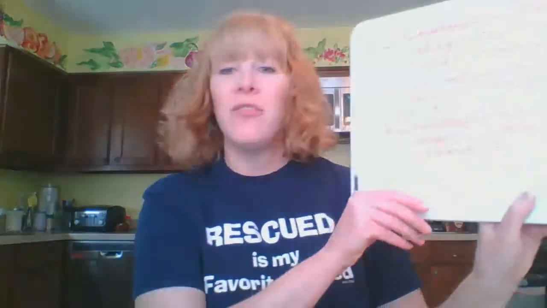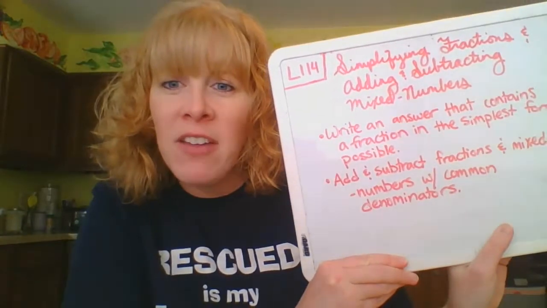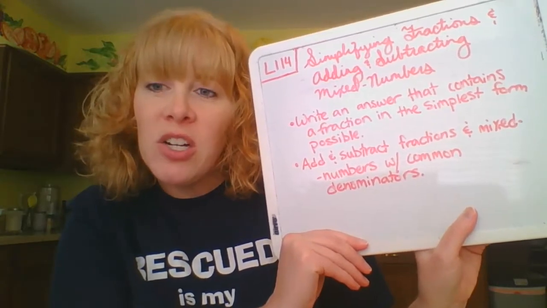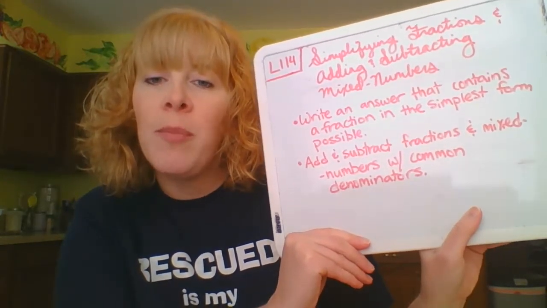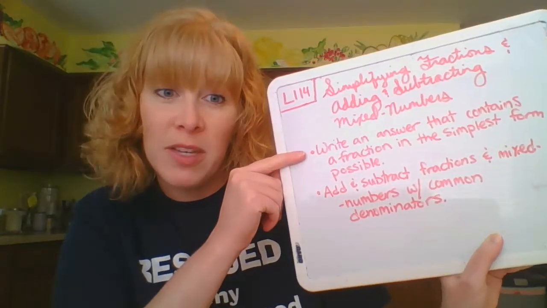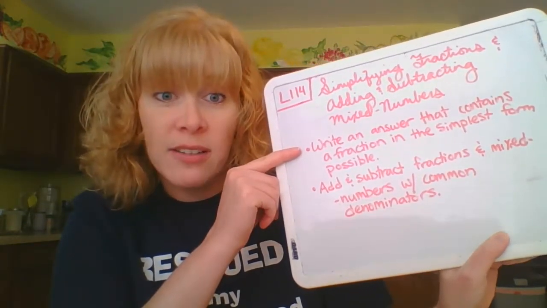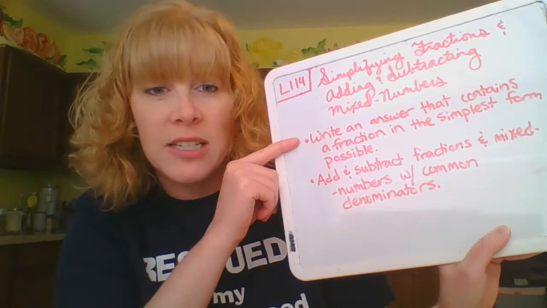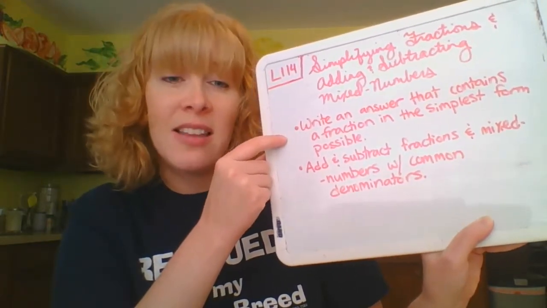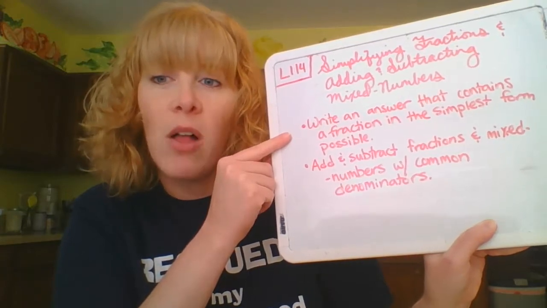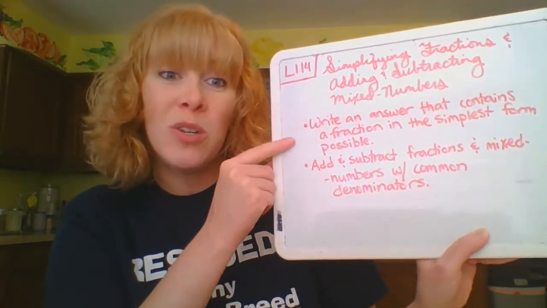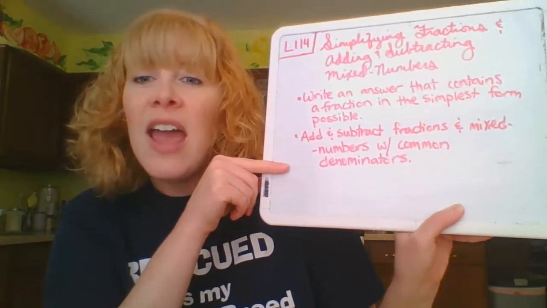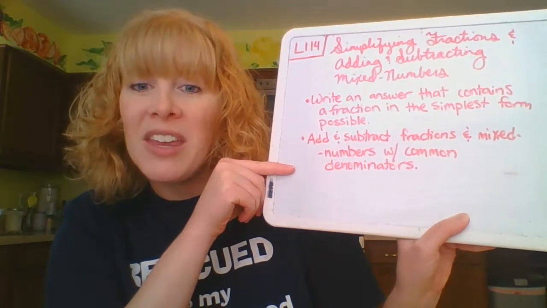We're going to do lesson 114, which is simplifying fractions and adding and subtracting mixed numbers. It says, write an answer that contains a fraction in the simplest form possible. This builds on one of our earlier lessons from this week with reducing fractions to the simplest possible form, when we figure out the GCF, or greatest common factor. If you don't reduce your fractions and list them in the simplest form, it's not going to be marked correct on your worksheet today. And then add and subtract fractions and mixed numbers with common denominators.